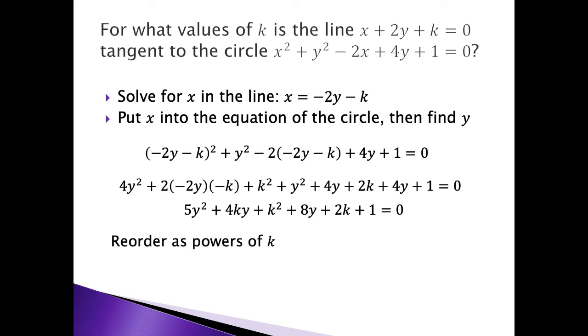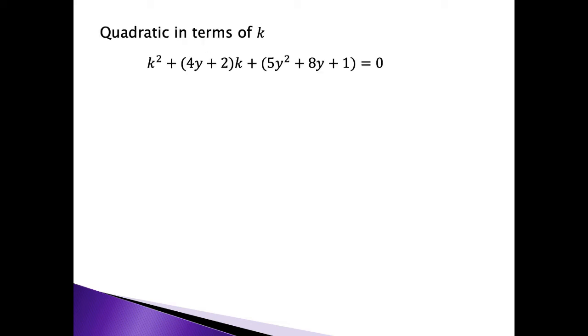Reorder as powers of k, so that's k squared plus (4y plus 2) k plus (5y squared plus 8y plus 1) equals 0. This gives us the quadratic in terms of k.